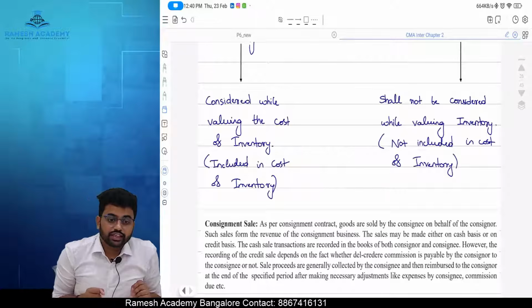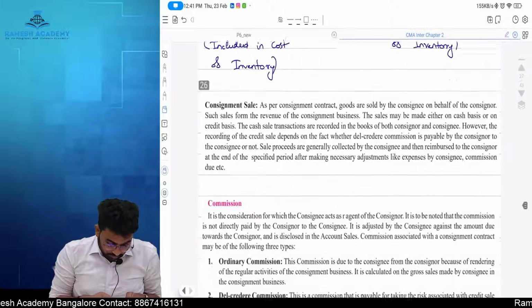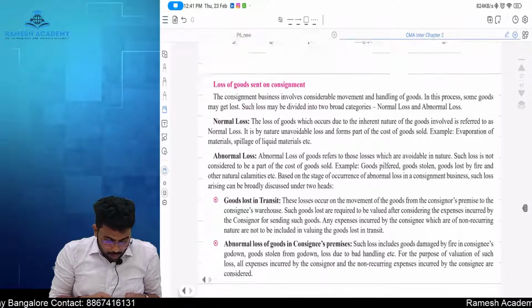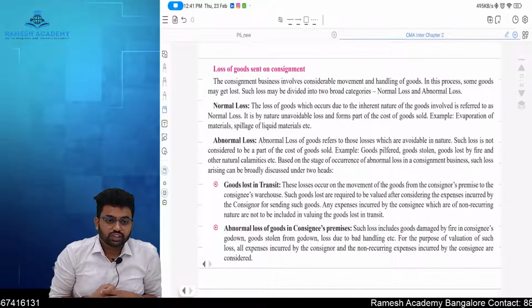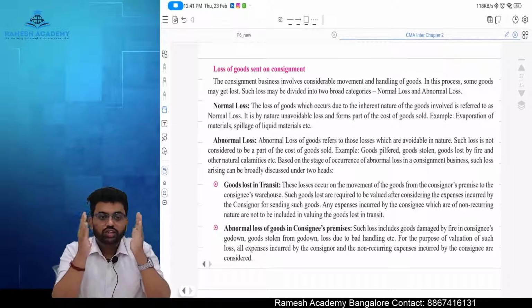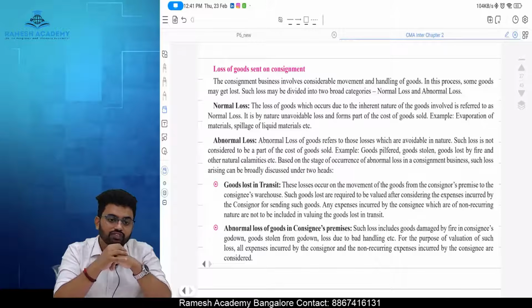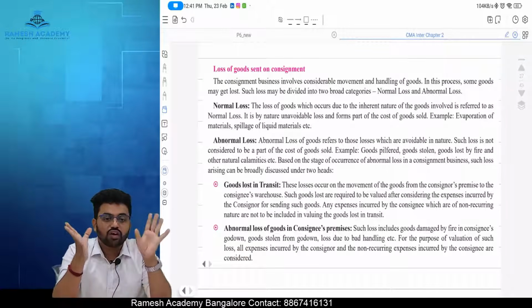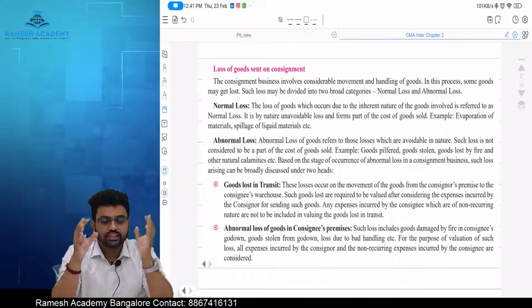So non-recurring in nature is included in the cost of the goods, whereas recurring in nature is not included. There are two kinds of losses: one is normal loss, the other is abnormal loss. What is normal loss? Normal loss is the loss which is incurred due to the inherent nature of the goods. You cannot avoid it. It is the nature of the goods.